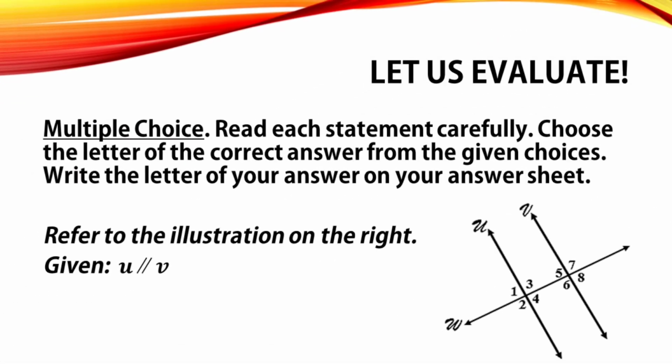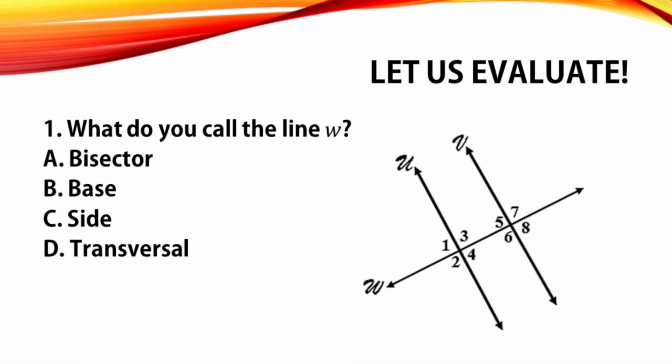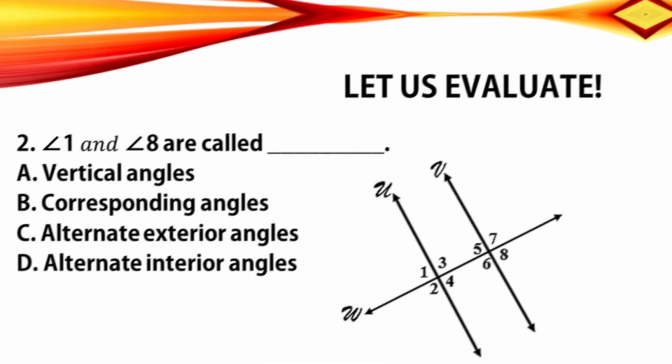So in order to assess whether you have learned something from the discussion, let us answer this 5-item assessment. You're going to read each statement carefully, then choose the letter of the correct answer from the given choices. So refer to the illustration on the right. Given that line U is parallel to line V with W as our transversal. Number 1. What do you call the line W? A. Bisector, B. Base, C. Side, D. Transversal.